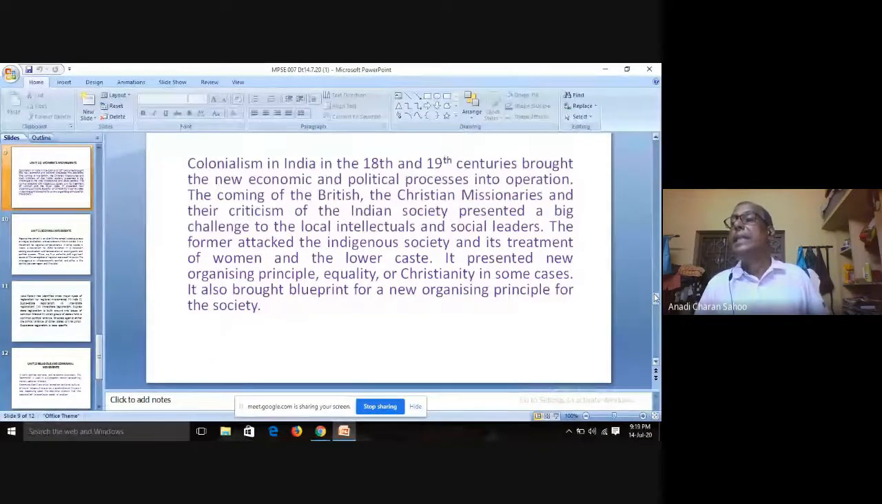In British India, in the 18th and 19th century, that brought a new economic and political process into operation. The coming of the British, the Christian missionaries, and their criticism of the Indian society presented a big challenge. In the 19th century, Hindu, Parsi, Muslim reformers took the challenge and fast tried to reform their own societies in the face of such a massive criticism.